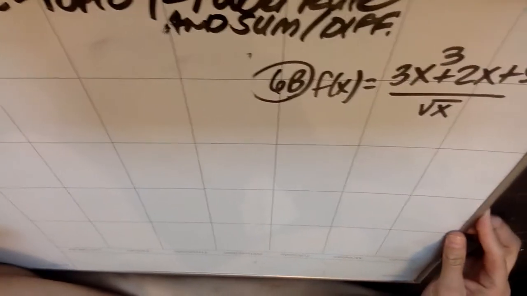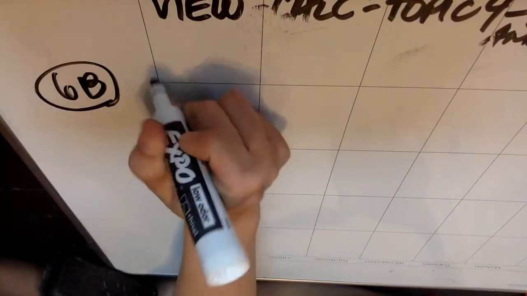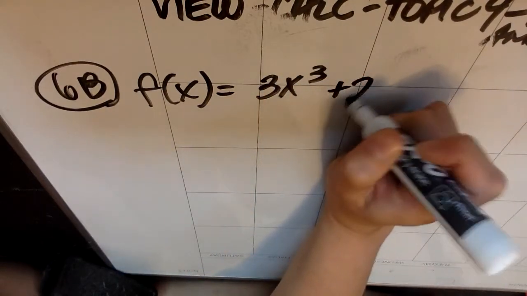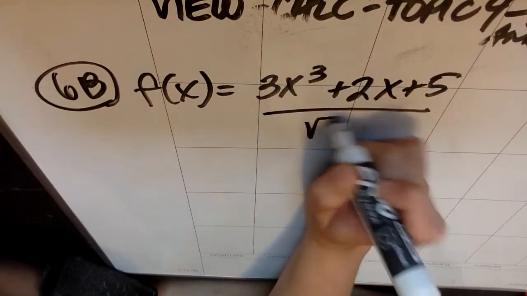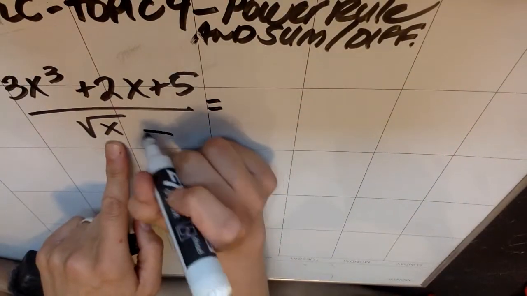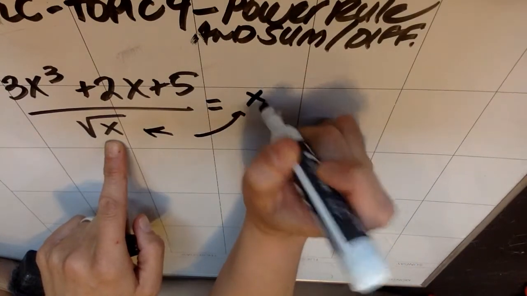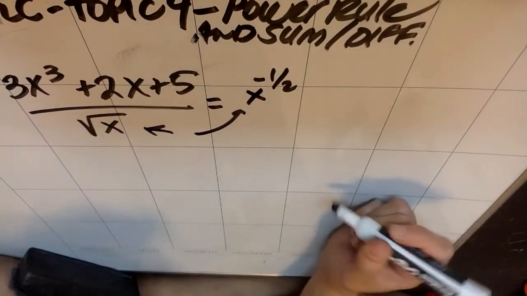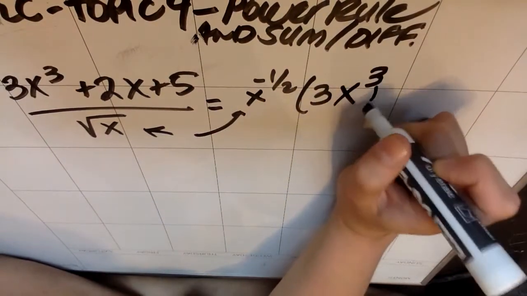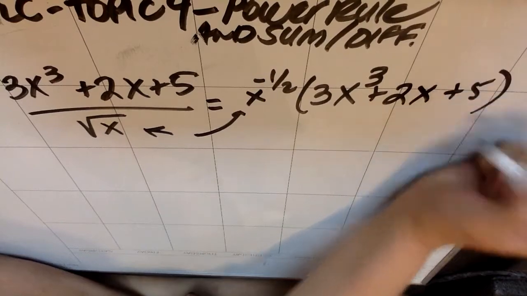All right, so for 6b, and actually let me recopy it where we have a little bit more room. So 6b, we have that f of x is 3x cubed plus 2x plus 5 all over the square root of x. So again, there's 2 ways to think about this. You can either think about this as this guy is actually an x to the negative 1 half, right? He's the 1 half because of the square root, and he's negative because he's on the bottom, right? And you could distribute that to the 3x cubed plus 2x plus 5 if you want, right?